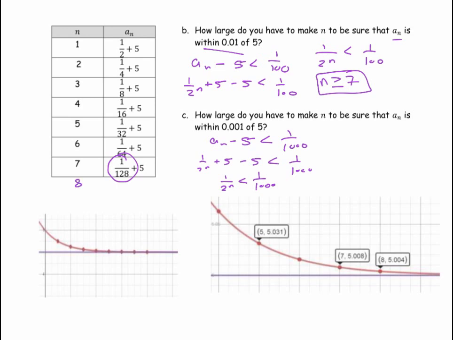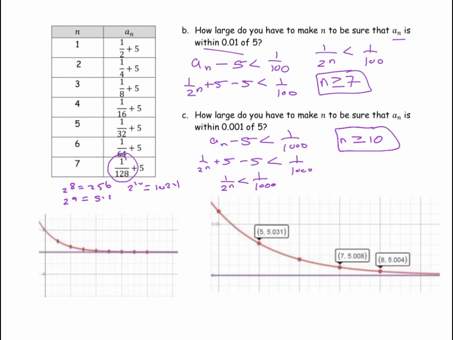So if I make this an 8th, well, actually, we can even just do it out. We know, hopefully at this point, that 128 is 2 to the 7th, so that must mean that 2 to the 8th is that times 2, which is 256. 2 to the 9th would be 512, and 2 to the 10th is 1,024. So that means we would have to go all the way to the 10th term. So as long as n is bigger than or equal to 10.